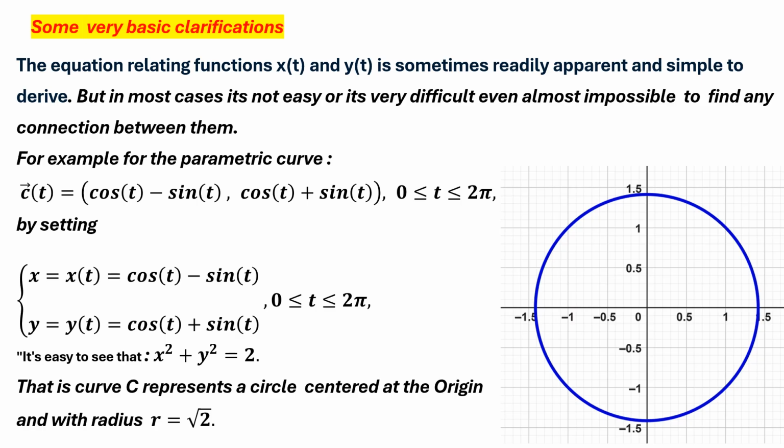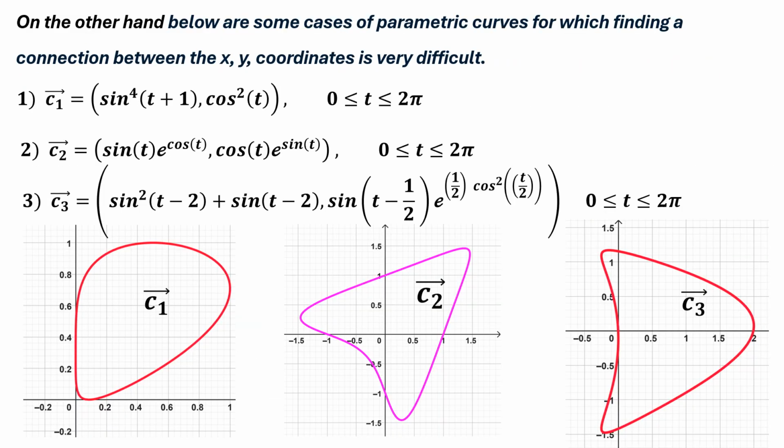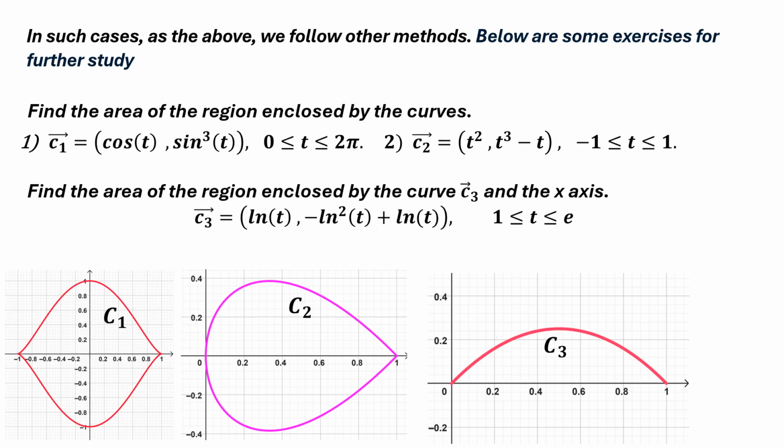By setting x equal to x of t, cosine of t minus sine of t, and y equal to y of t, equal to cosine of t plus sine of t, with t in the closed domain 0, 2 pi, it's easy to see that curve C represents a circle, centered at the origin and with radius square root of 2. On the other hand, below are some cases of parametric curves for which finding a connection between the x, y coordinates is very difficult. In such cases, as the above, we follow other methods. Below there are some exercises for further study.